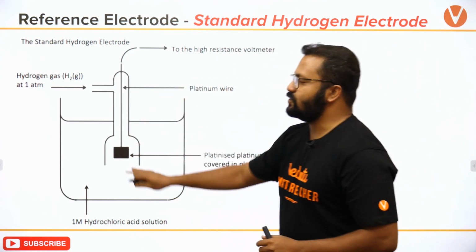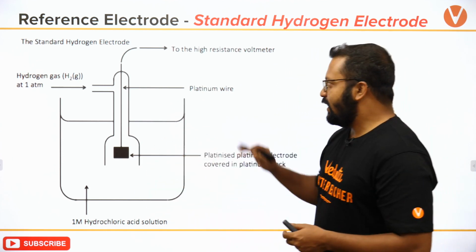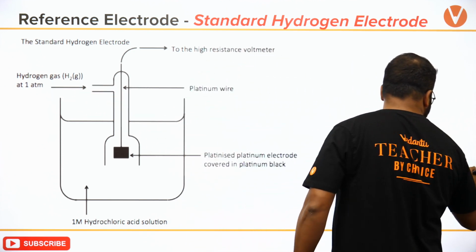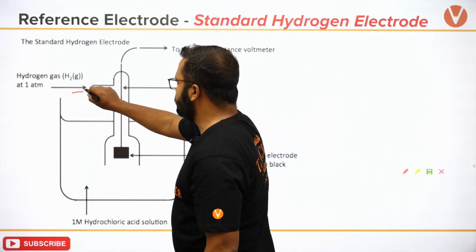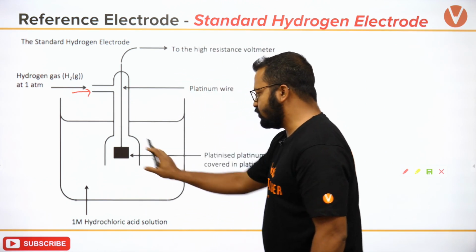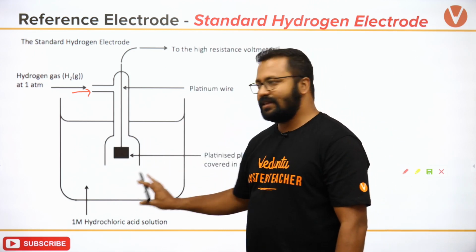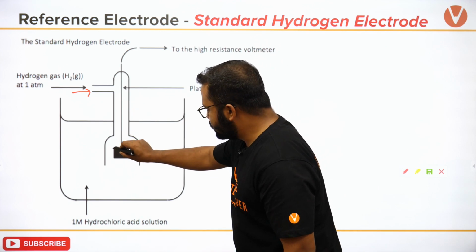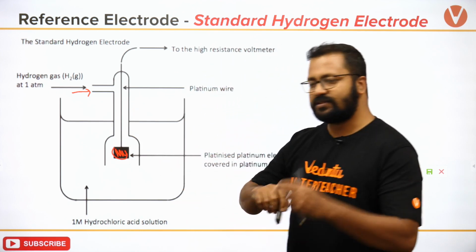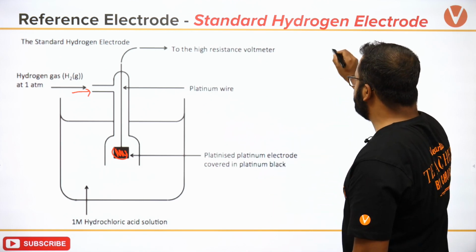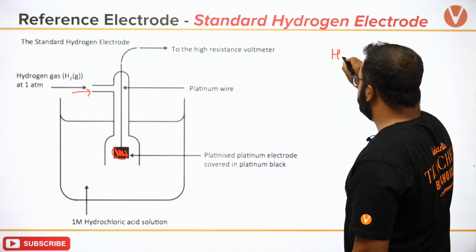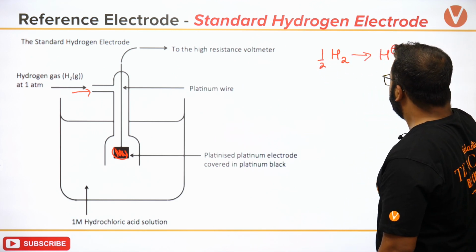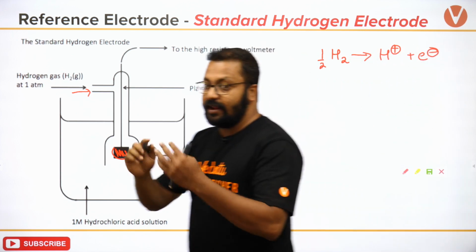You can see this is the construction of a standard hydrogen electrode. In a standard hydrogen electrode, hydrogen gas is introduced. We bring hydrogen gas from here, and this solution is of hydrochloric acid. Now this is a surface over where a reaction takes place. The reaction can be this: hydrogen can undergo oxidation to give out electron. Either this reaction can happen.